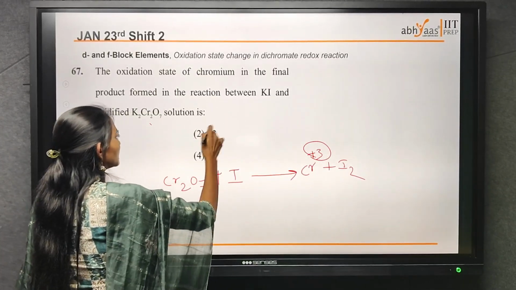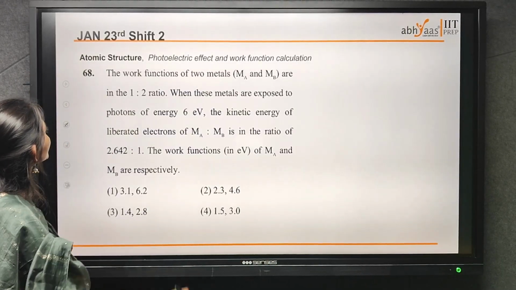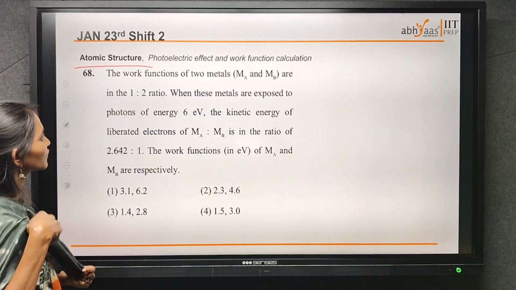So oxidation state is plus 3. Very easy question. Moving on to next question. This question was asked from atomic structure, which is from the photoelectric effect.